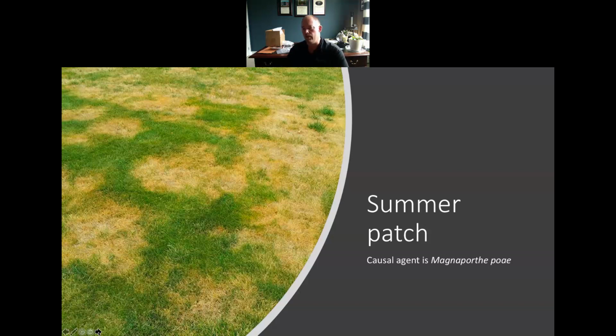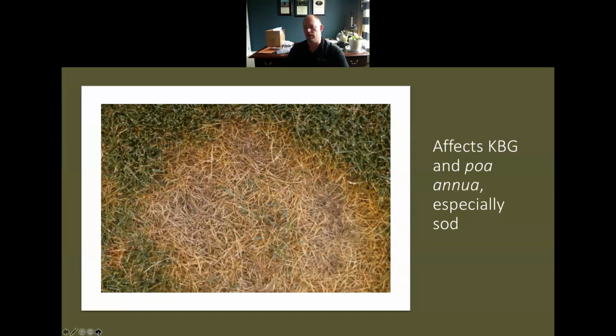Another one that we run into in Northeast Ohio is summer patch. The causal agent on this one is Magnaporthe poae. And this one, unlike brown patch, which primarily affects tall fescue, this guy affects Kentucky bluegrass and poa annua. And it's especially bad on sodded lawns, so versus seeded.